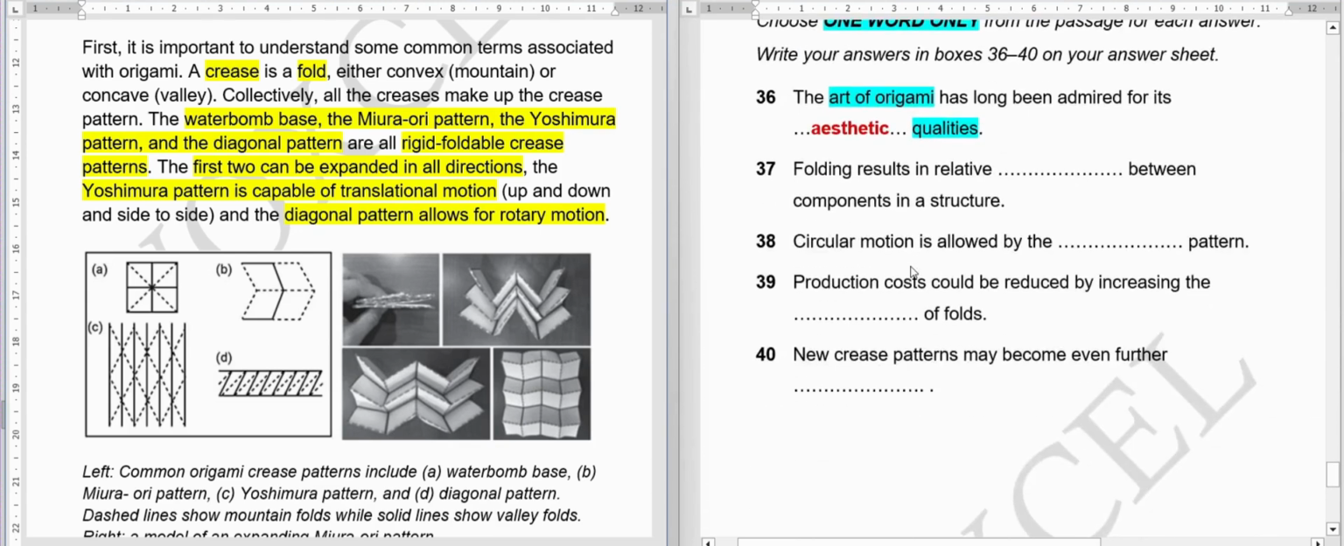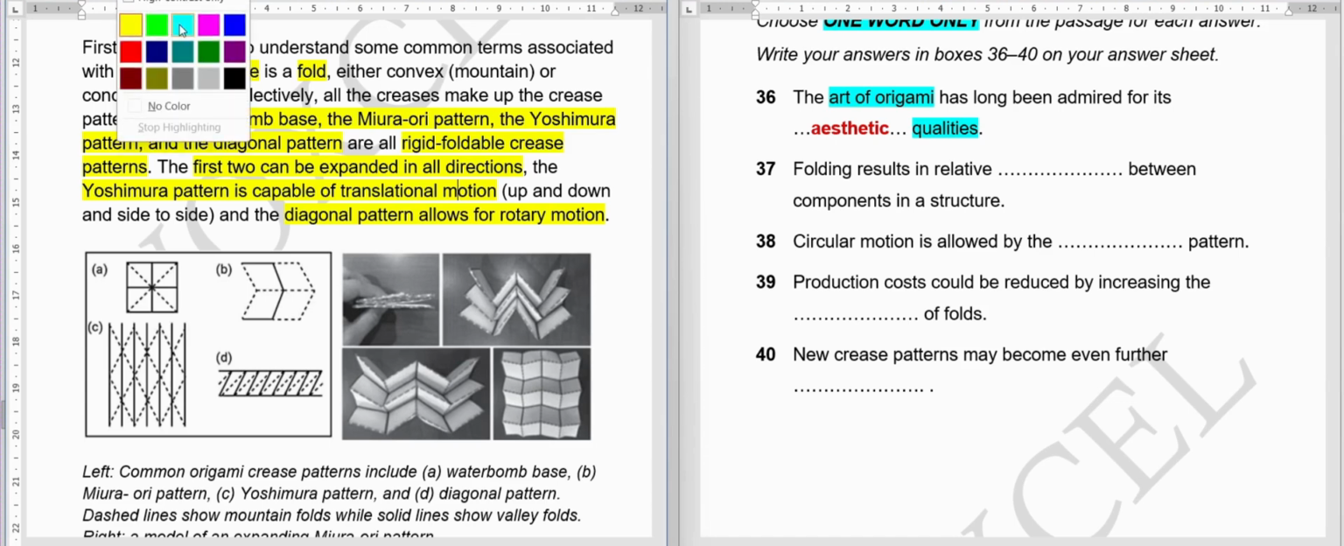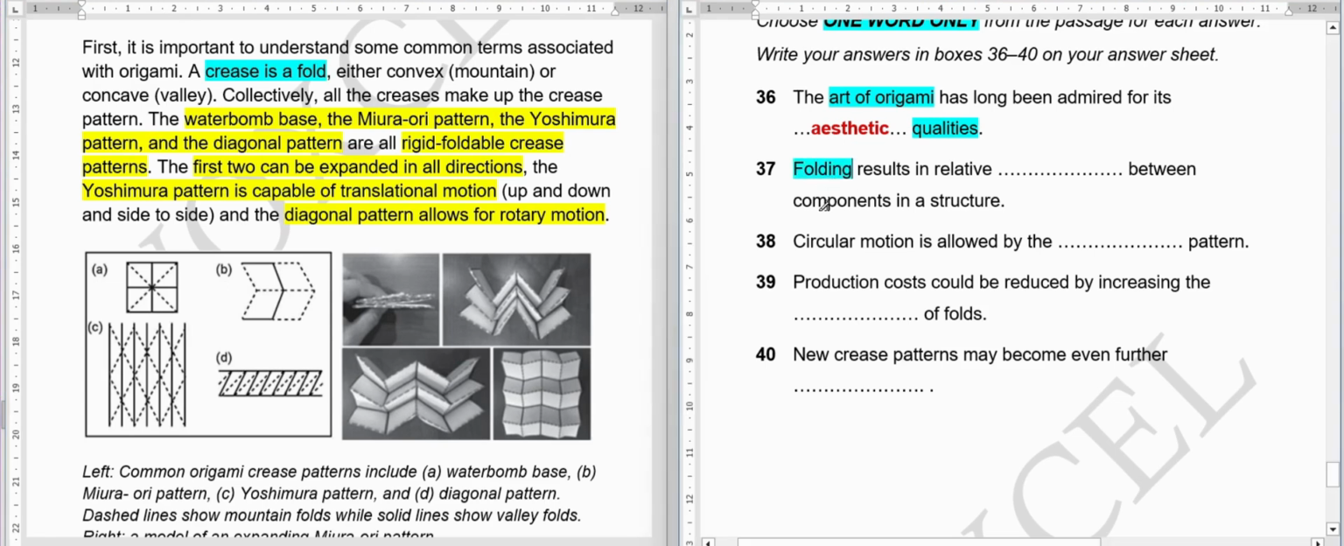37. Folding results in relative dash between components in structure. Is there anything about folding in this particular paragraph? Yes. Let me change the color first. Here it is written a crease is a fold. So obviously there is something about folding. The question is saying folding results in relative something between components in a structure. So you have to tell what is that particular thing that results due to folding.